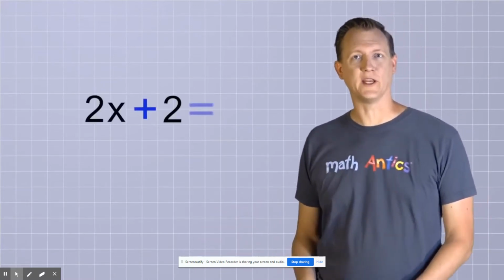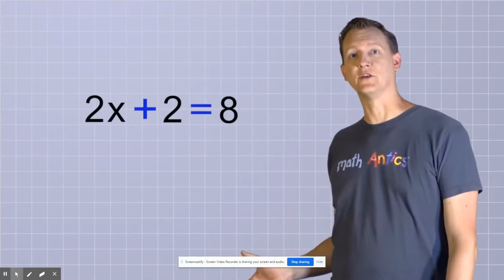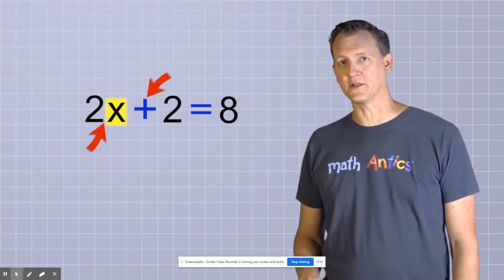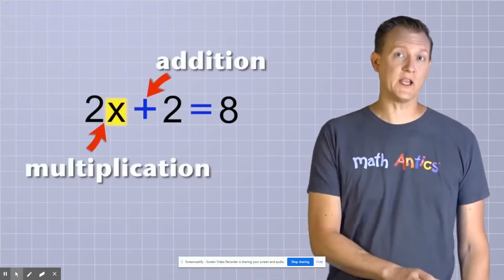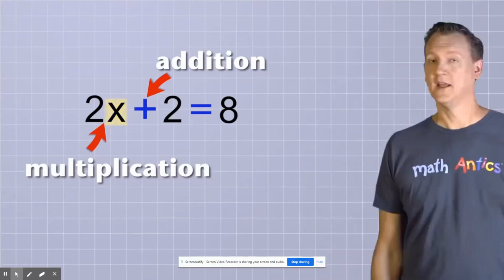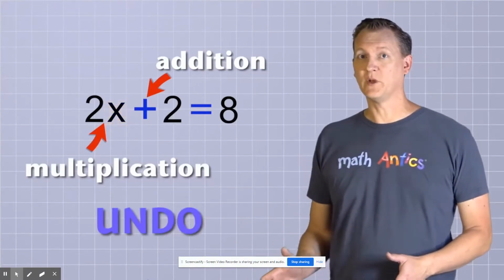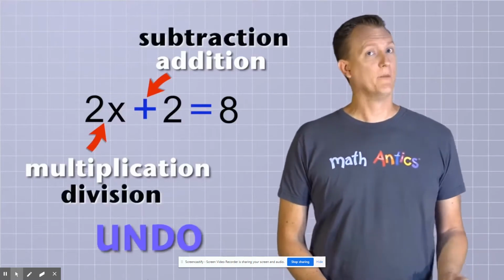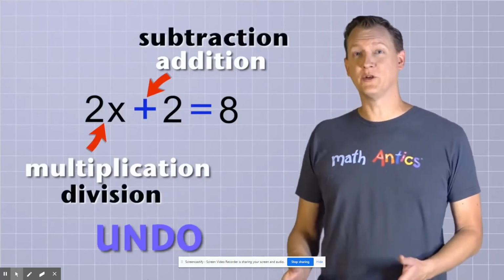2x plus 2 equals 8. In this equation, the unknown value, x, is involved in 2 different operations, addition and multiplication, which is implied between the first 2 and the x. And to undo those 2 operations, we need to use their inverse operations, subtraction and division. But the question is, which one should we do first?